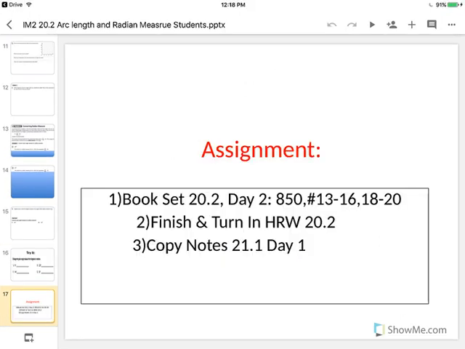Okay, so that's the end of our 20.2 day 2. So you have your book set assignment, and you are to finish up your HRW and copy down 20.1 day 1 notes.